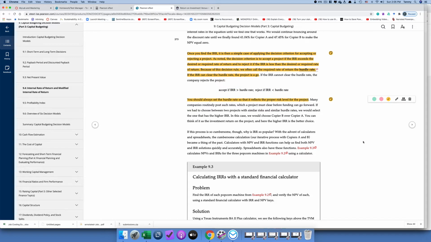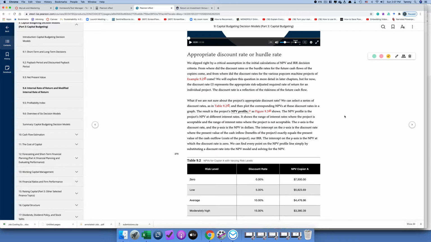Okay. Now, it's important to note that the hurdle rate should reflect the proper level of risk for a project. So I mentioned that when talking about venture capital and early stage investments. They require a very high rate of return because early stage investments are very risky. And as your book goes on to say, companies will actually post their hurdle rates, which a project needs to clear before the funding for an investment can go forward.